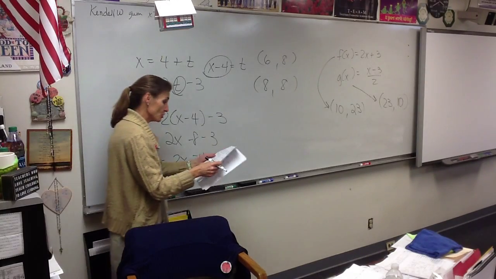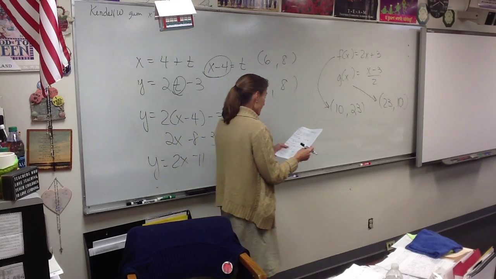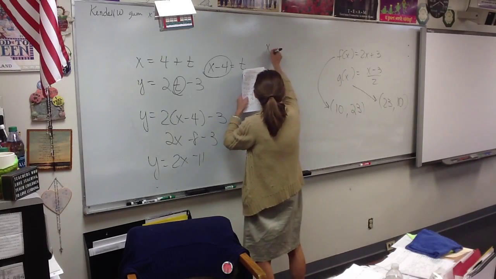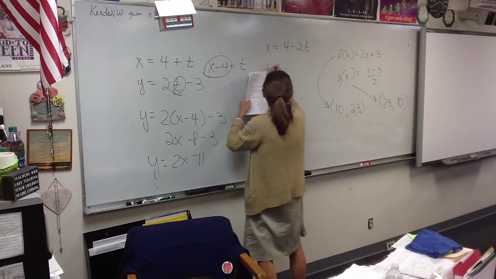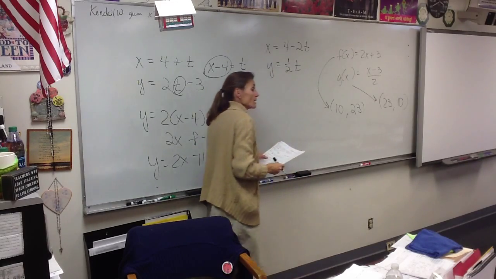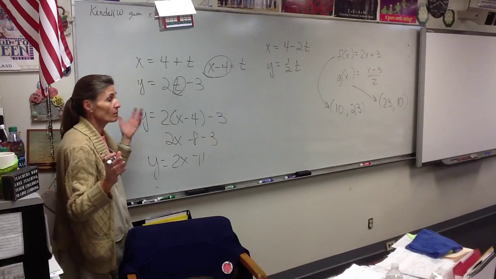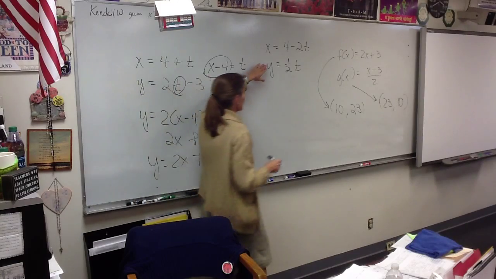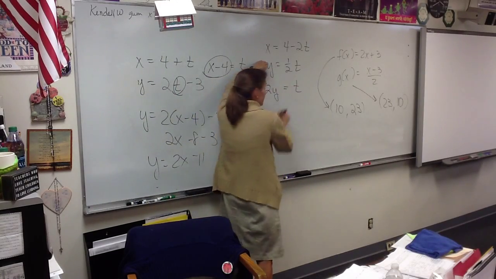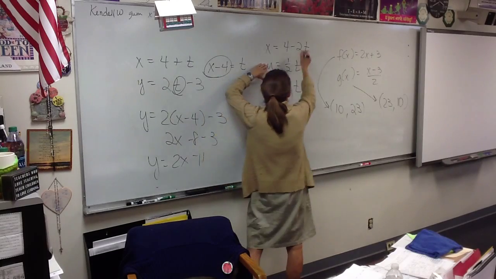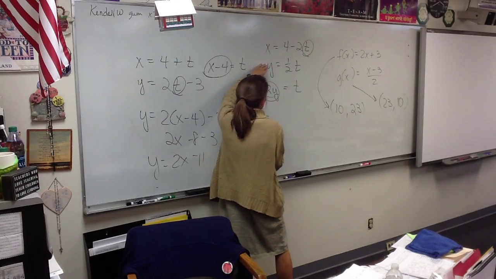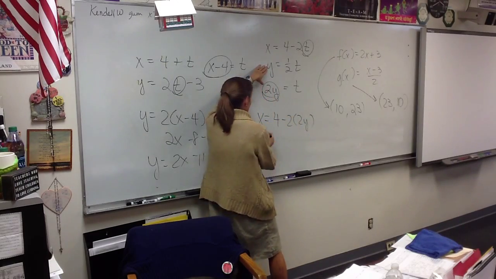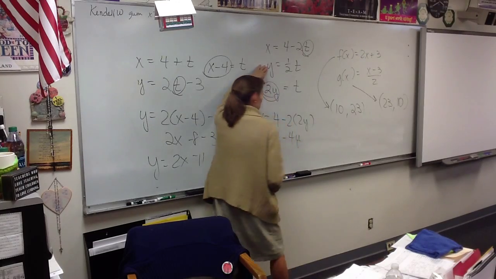Let's look at practice test 2. That is question 10 on practice test 2. So what do I do? What'd she say? Taylor hit it right on the head. What'd she say to do? Solve for t in one of them. Okay, the easiest here: t equals 2y. And then plug that into the other one. So x equals 4 minus 2 times 2y. So x equals 4 minus 4y.